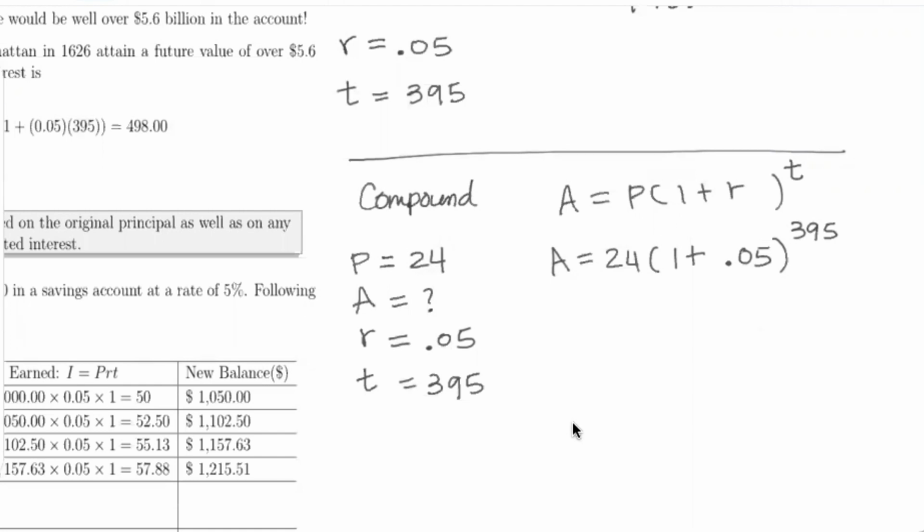Let me write it. This is 5623210928. Any question? How do you get this number? Let's put a comma after every 3 digits. Here's a comma, here's a comma, here's a comma. This is over $5.6 billion.